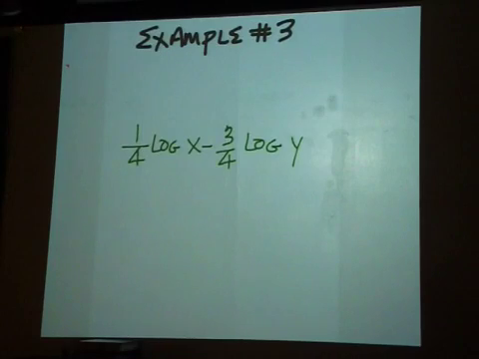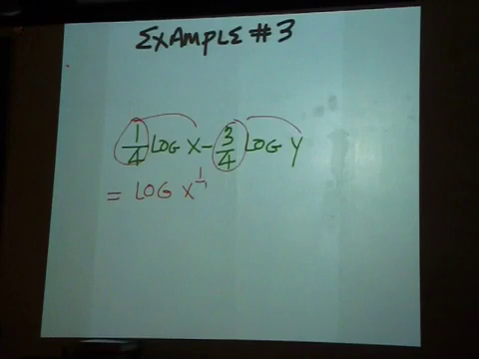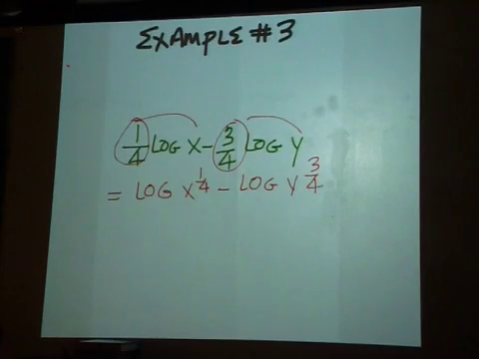We want to condense this logarithmic expression. We start by moving the coefficients on the logs back to the variables as exponents. So we have log x to the 4th power minus log y to the 3/4 power. We have minus in the middle, which means division. So we will condense this into one log by making it log x to the 1/4 over y to the 3/4.